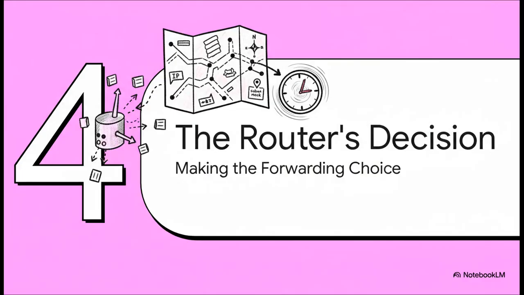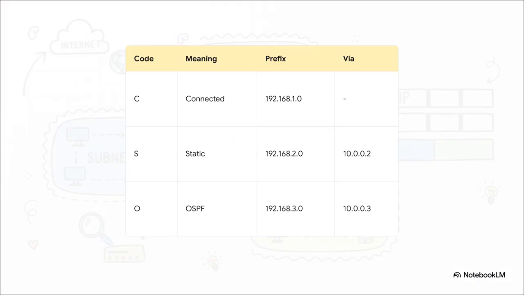Okay, the moment of truth. Our packet has arrived at a router. This is like a major highway intersection. And now, in a split second, that router has to look at its map and make a decision. Which way do I send this thing? And this right here, this is the router's brain. This is its routing table. You'll see this by typing show ip route on a Cisco device.